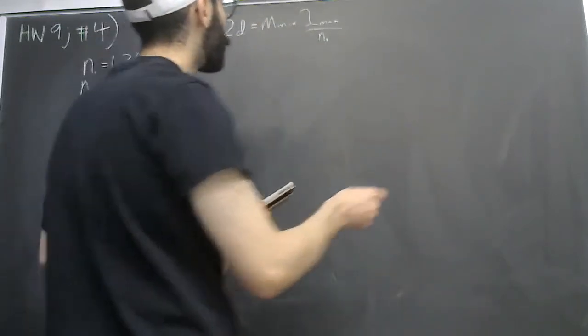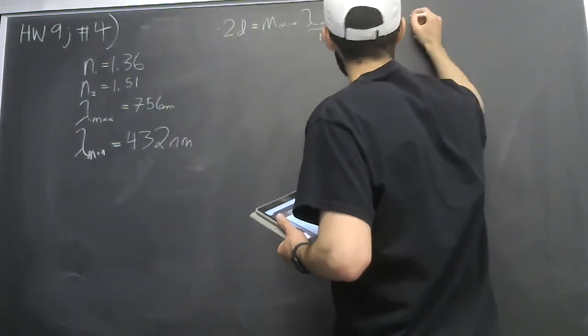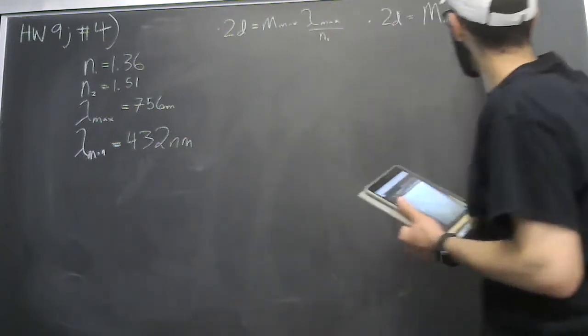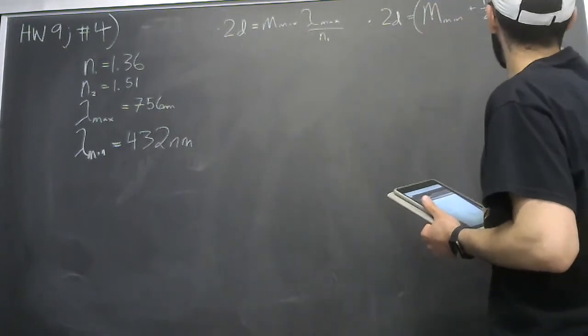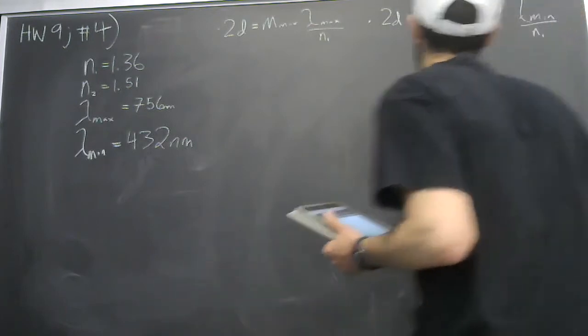And then the other equation we're working with is the constructive one. We're going to see that 2d equals the order m min plus 1/2, times lambda min divided by n1, for the same reasons that we already discussed.